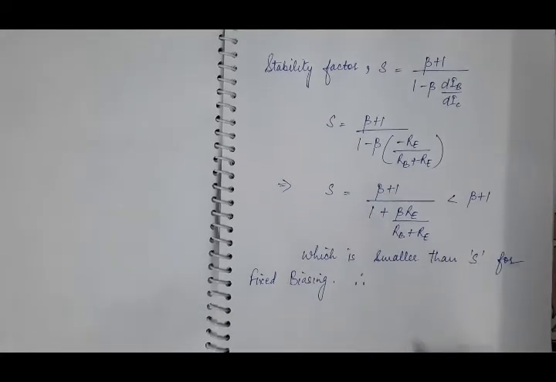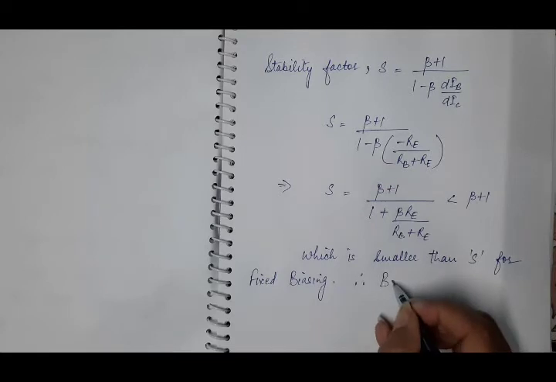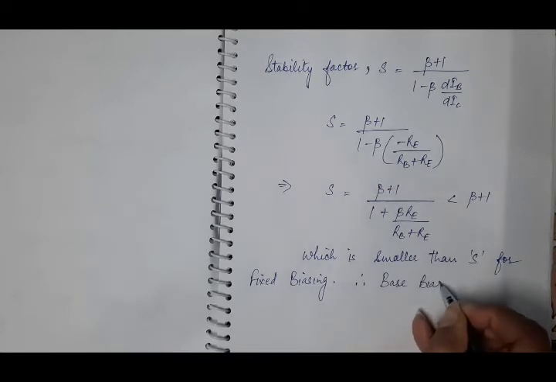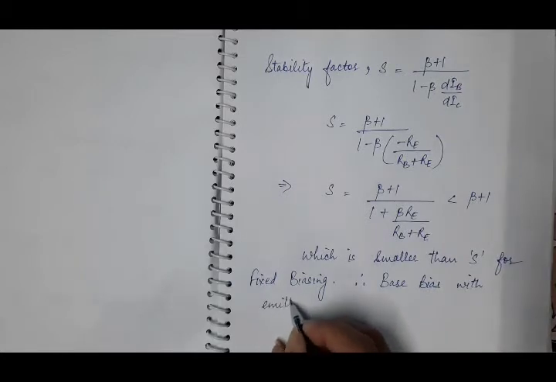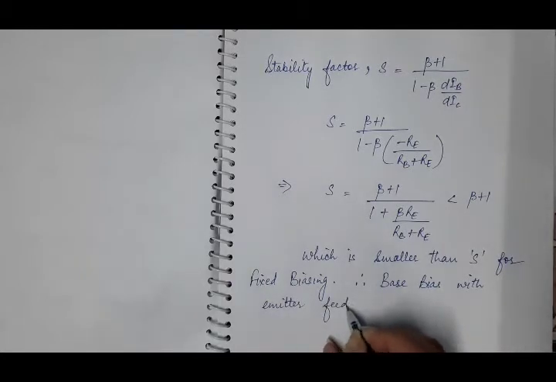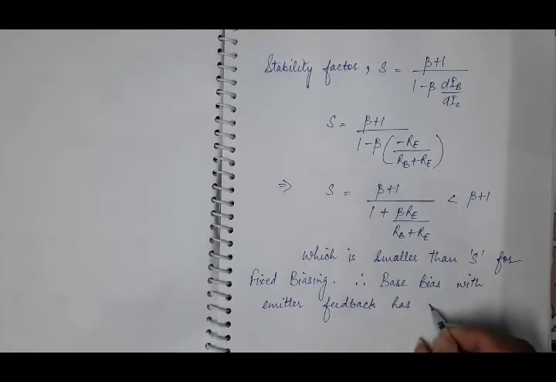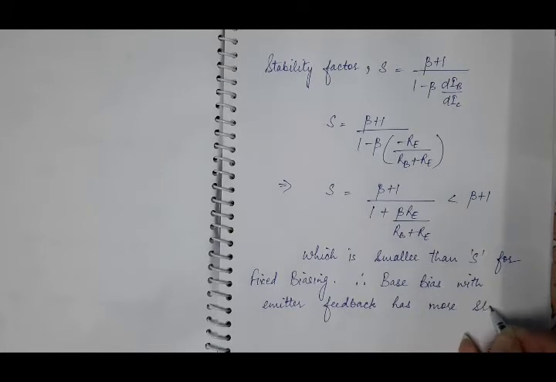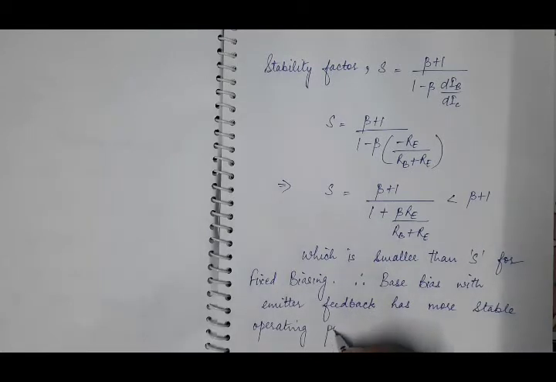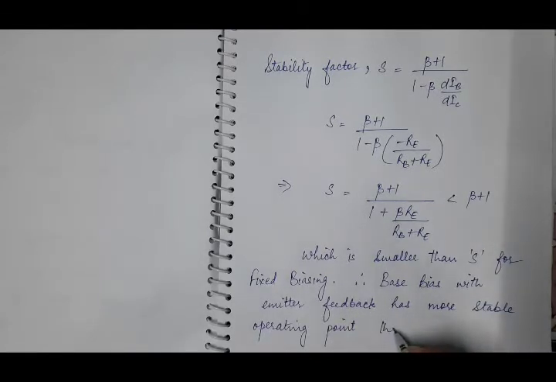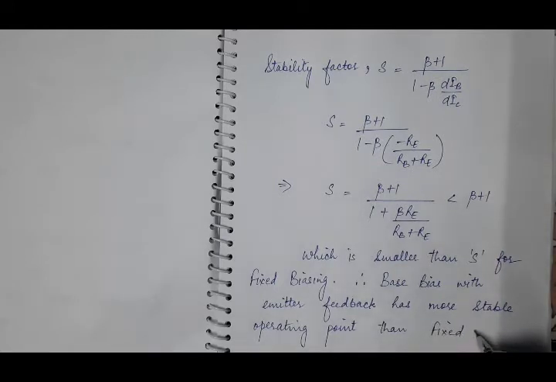Therefore, base bias with emitter feedback has a more stable operating point or Q point than fixed bias or base bias.